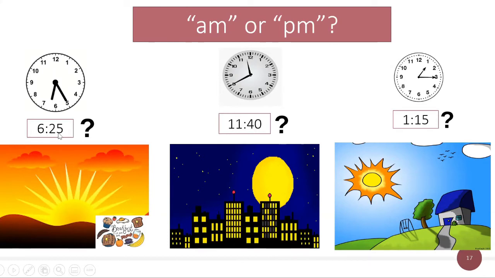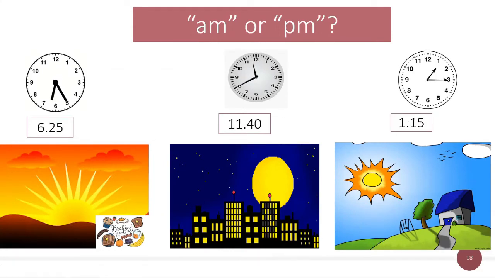So is this 6:25 a.m. or p.m.? Based on the picture, what do you think? And then is this 11:40 a.m. or p.m.? Based on the picture, what do you think? And lastly, is this 1:15 a.m. or p.m.? If you're looking at the picture, what do you think?